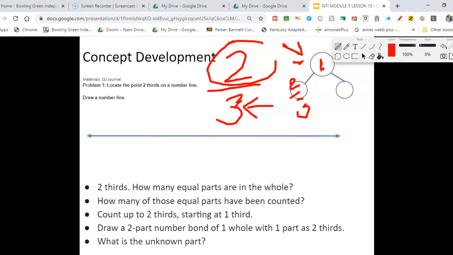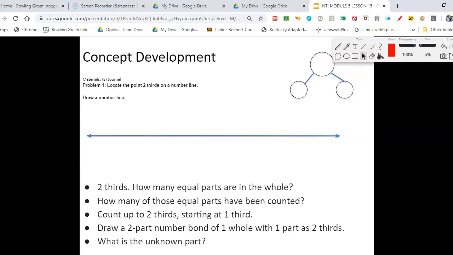So what is our unknown part? What is the unknown part? If this is 2/3 right here, and we know we have one whole, what is the unknown part? So if I have 2/3, I know that one whole would be 3/3. So I need to go from 2/3 to 3/3. So let's do that. Ready? 2/3, 3/3. So how many thirds did I have to add? I added 1/3. So the unknown part is 1/3. So go ahead and fill that in your number bond.